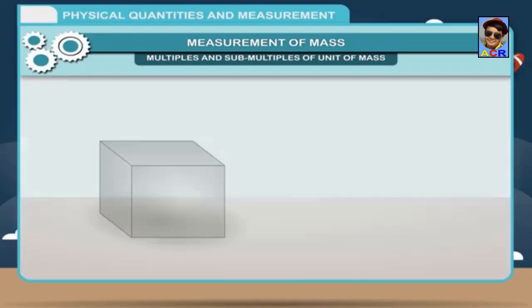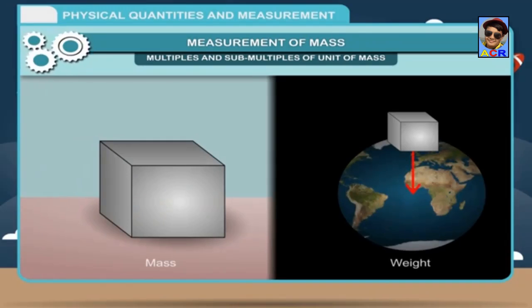Note: we must not confuse ourselves by considering both mass and weight as the same physical quantity. Mass is the amount of matter contained, while weight is the force with which the earth attracts a body towards its center.